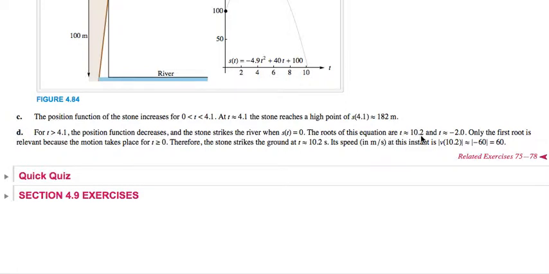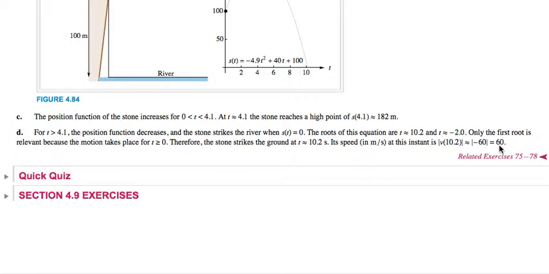stone hits the river. To calculate its speed in meters per second, we plug 10.2 into the velocity function and take the absolute value since speed is always positive. Plugging 10.2 into the velocity function, we find that the value is about negative 60. So the stone strikes the river at about 60 meters per second.